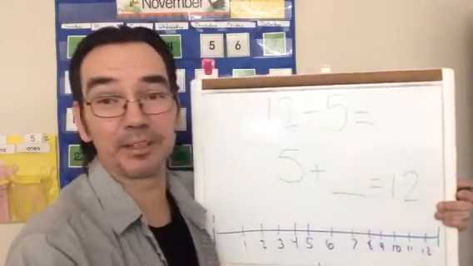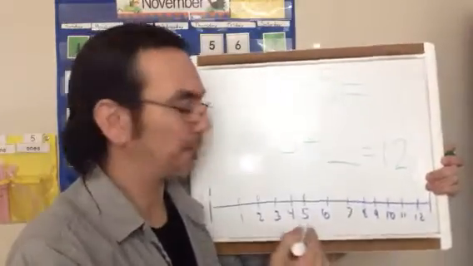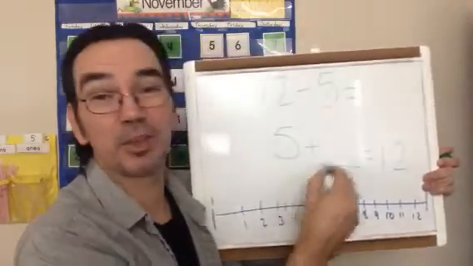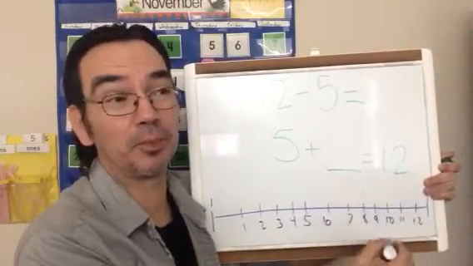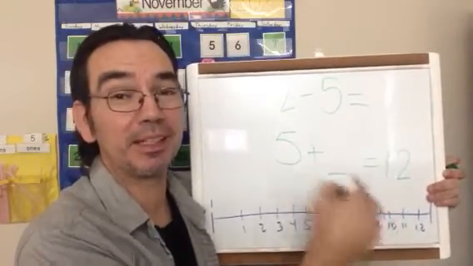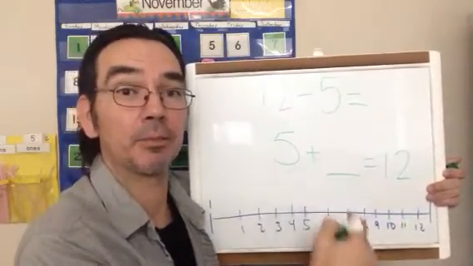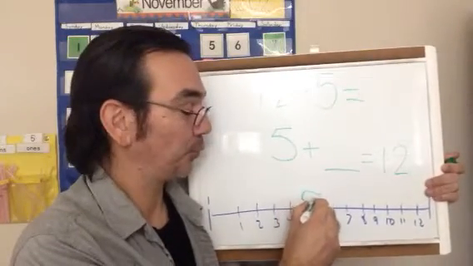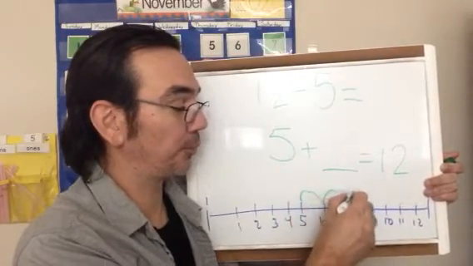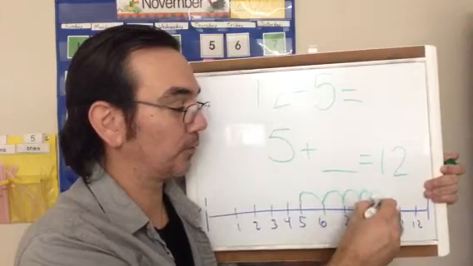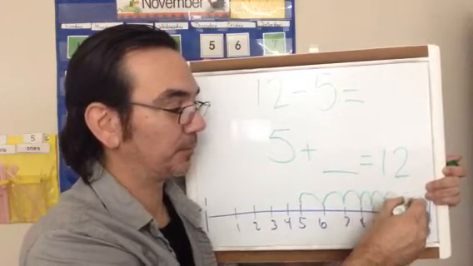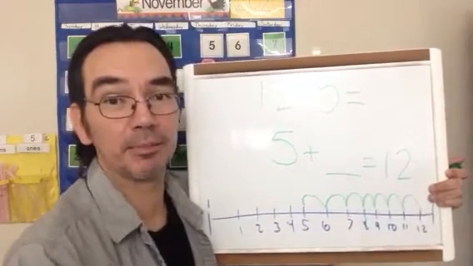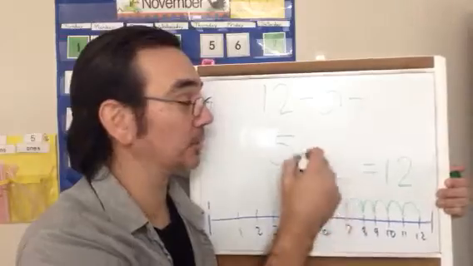I left it blank because we don't know. I'm going to show you how. Start at 5. We're going to start jumping. And the amount of jumps we make is this missing number. Starting at 5, we're going to go all the way to 12. Here we go. 1, 2, 3, 4, 5, 6, 7. And I made it to 12. It took me 7 jumps.